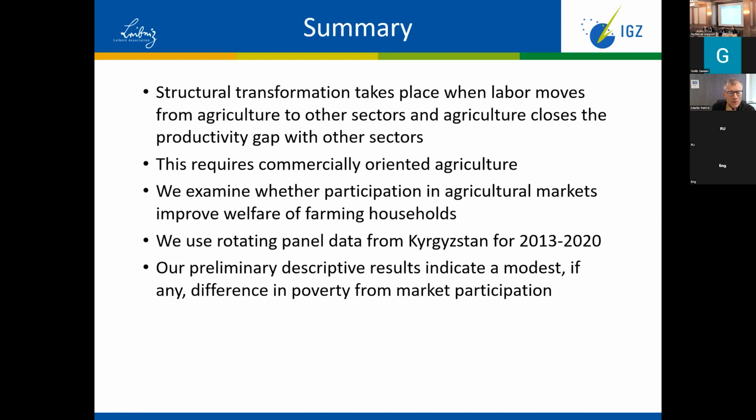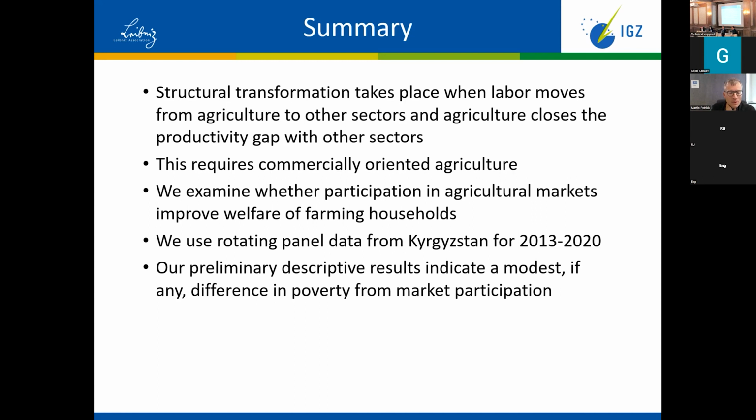And we ask this question, whether this is already taking place in Kyrgyzstan, and we look at farming households, and we see to what extent their participation in markets improves their welfare. By welfare, we mean a few things, including aggregate consumption, poverty rate, and possibly income. To do that, we use rotating panel data from Kyrgyzstan called the Kyrgyz Integrated Household Survey for the years 2013 till 2020. So it's 6 or 7 waves.